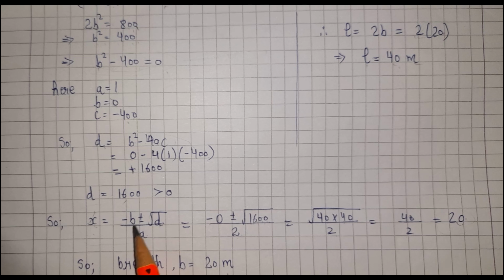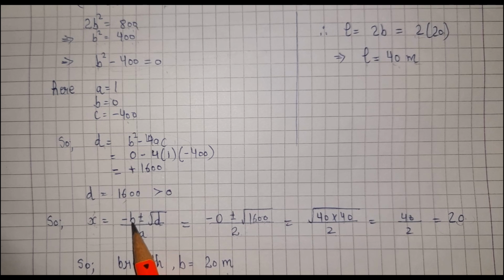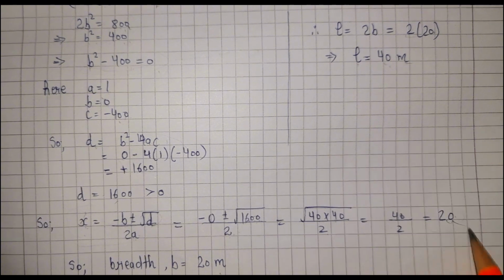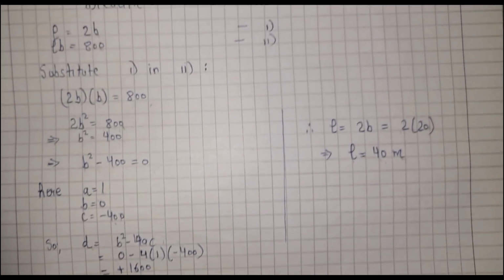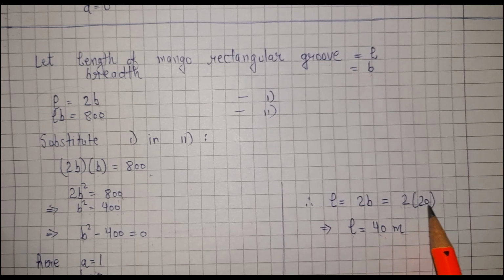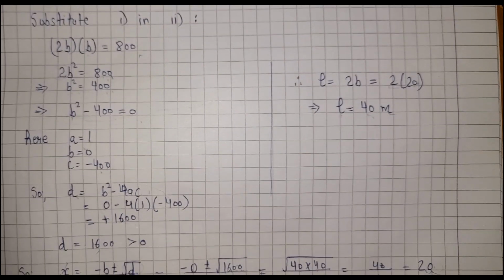So x equals minus b plus or minus root D upon 2a. After putting the values of a, b and the discriminant, we will have x equals 20. That is, the breadth is 20 meter. After putting the value of breadth in equation number 1, we will have L equals 2 into 20, that is 40 meter. So L is 40 and B is 20.